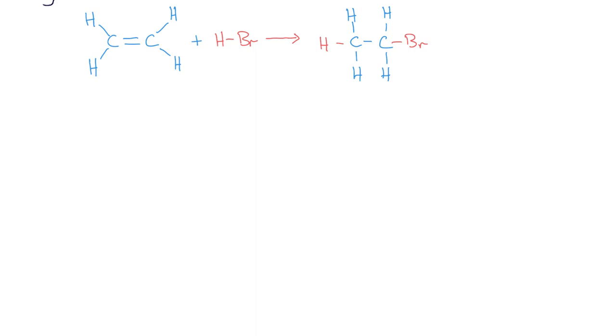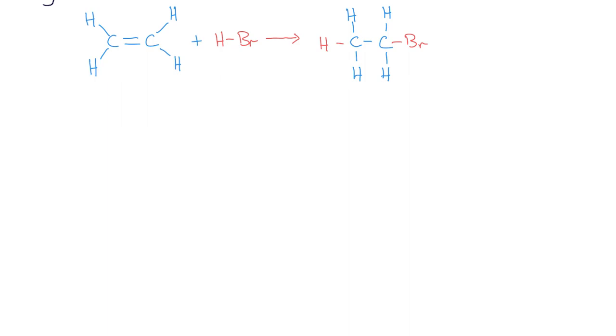Let's look at a few alkene reactions and see if we can draw any conclusions about how these alkene reactions take place. To begin with, let's look at the reaction of ethylene, C2H4, reacting with hydrogen bromide. In this reaction, we see that the hydrogen from hydrogen bromide is added to one of the carbons, and the bromide ion is also added to the other carbon that was part of the double bond.